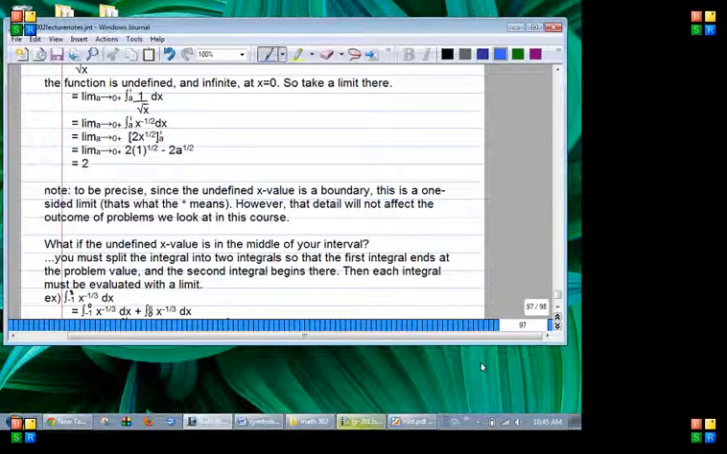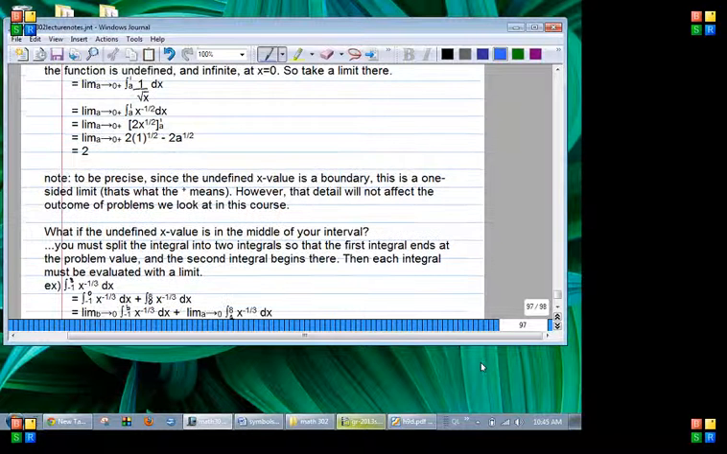So the integral from -1 to 0 of x to the -1/3 dx plus the integral from 0 to 8 of x to the -1/3 dx. Now why do we split it up there? So now on each one there's an undefined value at the boundary, so each integral needs to be rewritten in terms of a limit. And now this is just the previous problem. So each integral needs to be converted to a limit.